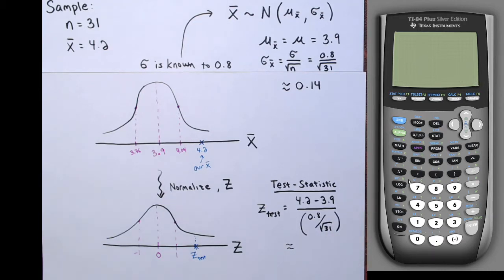I'll punch this in and round. Now, 4.2 minus 3.9 is 0.3. So 0.3 in the numerator, divided by, and I'll put this in parentheses in the denominator. Oops, you know what? I'll just use the previous answer. That previous answer is my standard deviation. All right, so it's about 2.088.